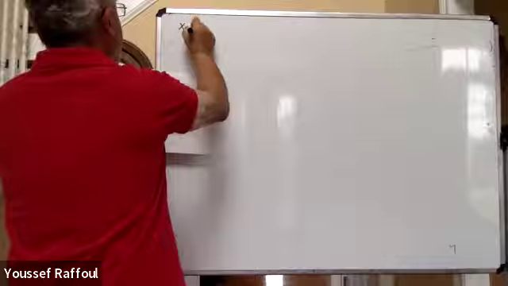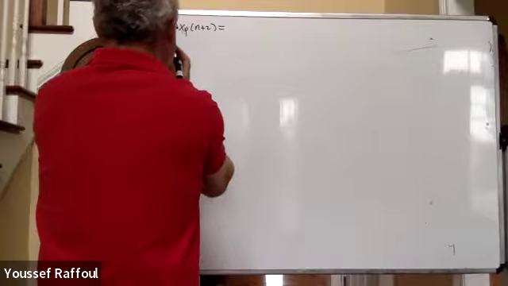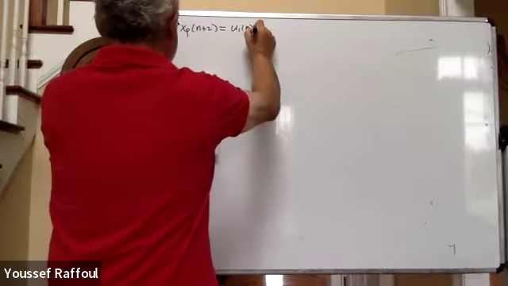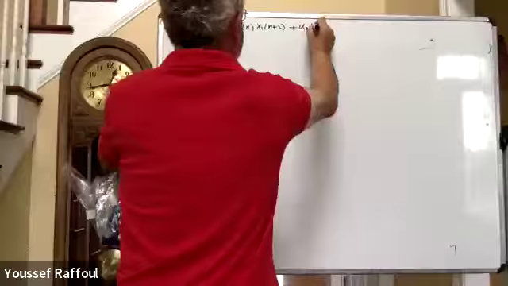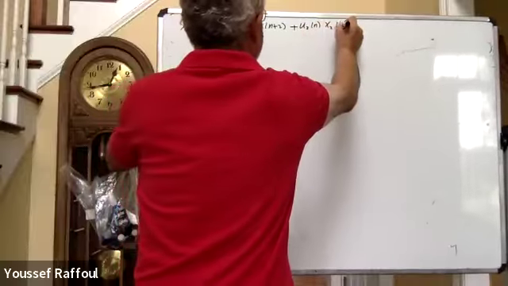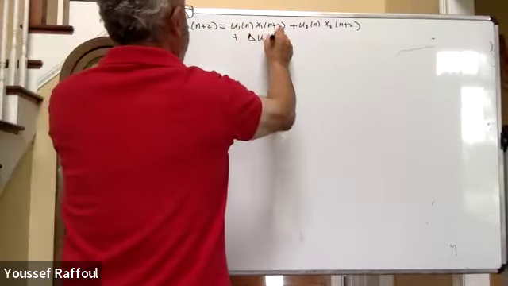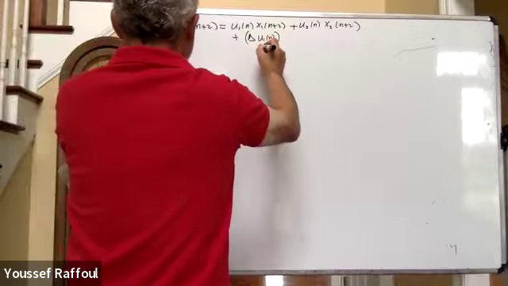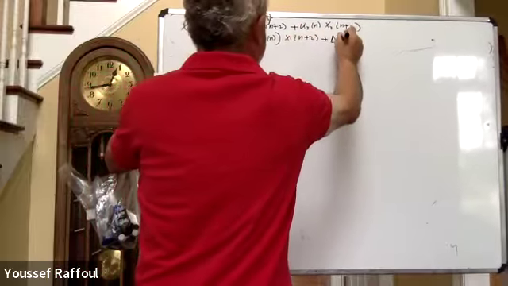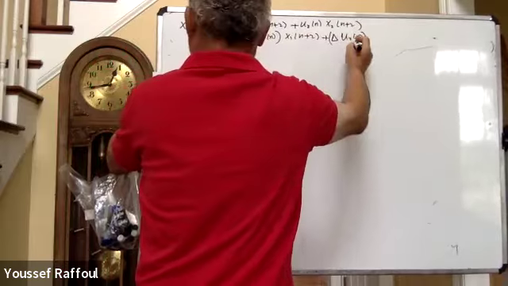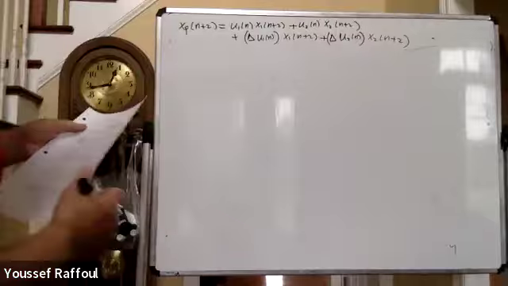The same thing, I calculate xp of n plus 2, and I'm going to get u1 of n, x1 of n plus 2, plus u2 of n, x2 of n plus 2, plus delta u1 of n, x1 of n plus 2, plus delta u2 of n, x2 of n plus 2. That is xp of n plus 2.